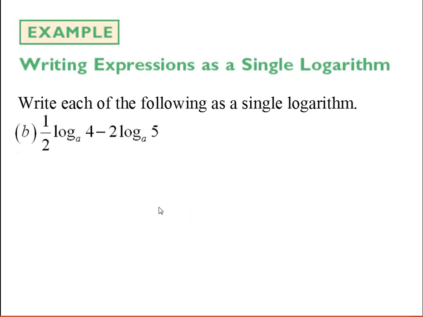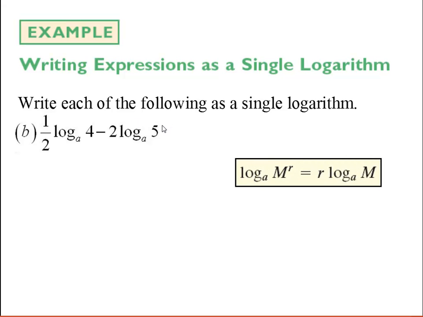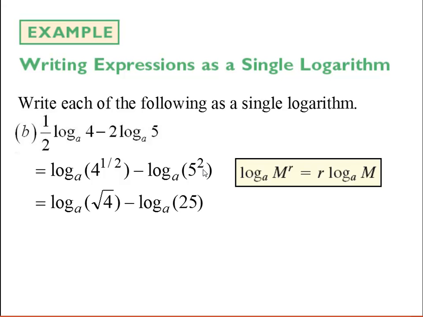Let's do one more example here. Let's suppose we want to write this as a single logarithm. Again, first step, take this coefficient and write it as an exponent on the 4. Take this coefficient of 2 and write it as an exponent on the 5. That's my first step using the power rule. Now, because I have numbers in here, notice this is really the square root of 4, so that's going to be 2, and this is really 5 squared, which is 25. So I'm going to simplify those.